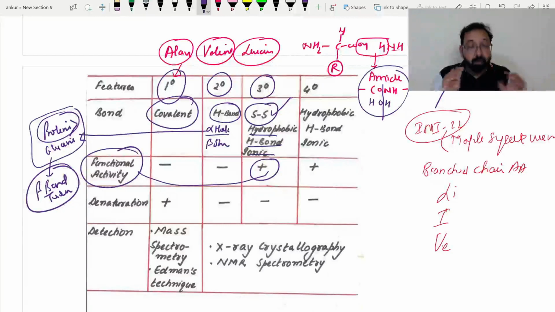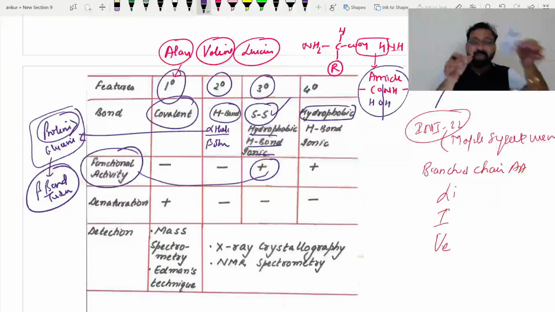Quaternary structure means more than one functional polypeptide chain, just like hemoglobin. Four globin chains are there, and each globin chain can do function. More than one functional polypeptide chain: quaternary structure. Myoglobin is having only one functional polypeptide chain. So myoglobin is having tertiary structure but not quaternary. Quaternary structure is mainly stabilized by hydrophobic bond.